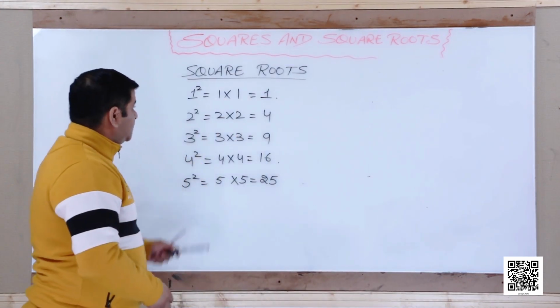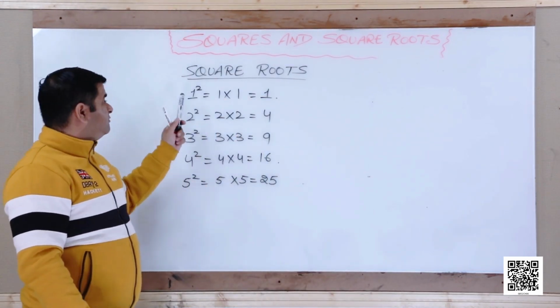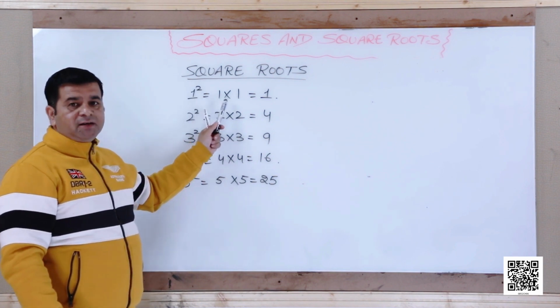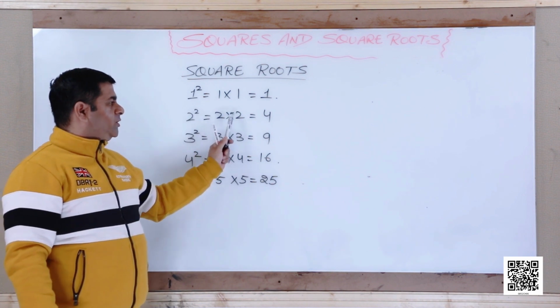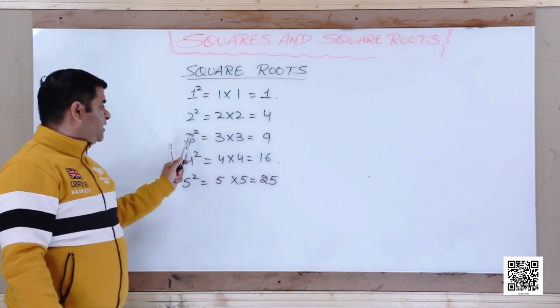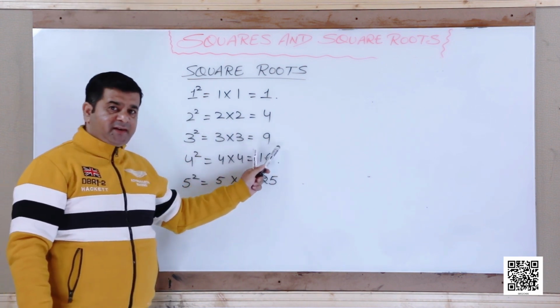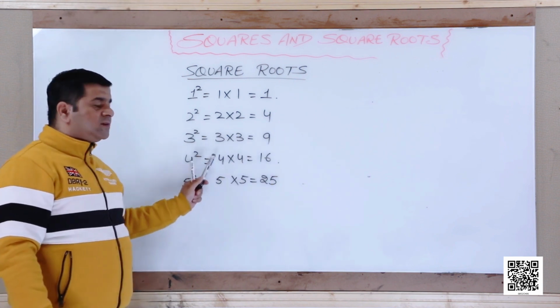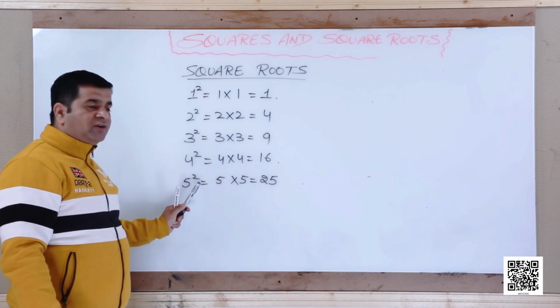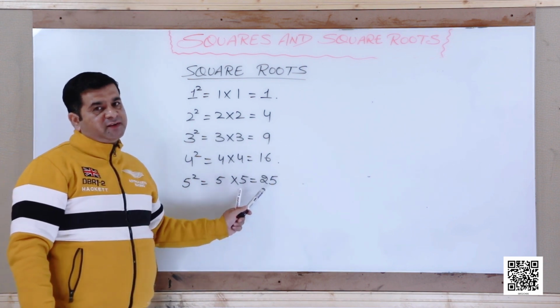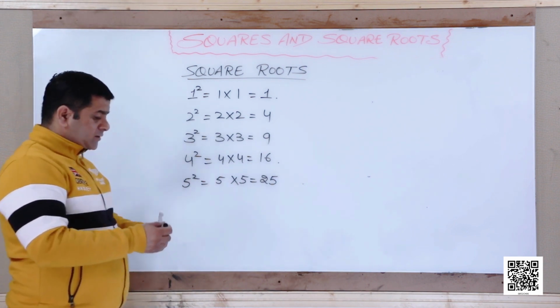See students, we studied 1 square means 1 multiplied by 1, that is 1. 2 square is 2 into 2, that is 4. 3 square is 3 into 3, that is 9. 4 square is 4 into 4, that is 16. And 5 square is 5 into 5, that is 25. What does it mean?